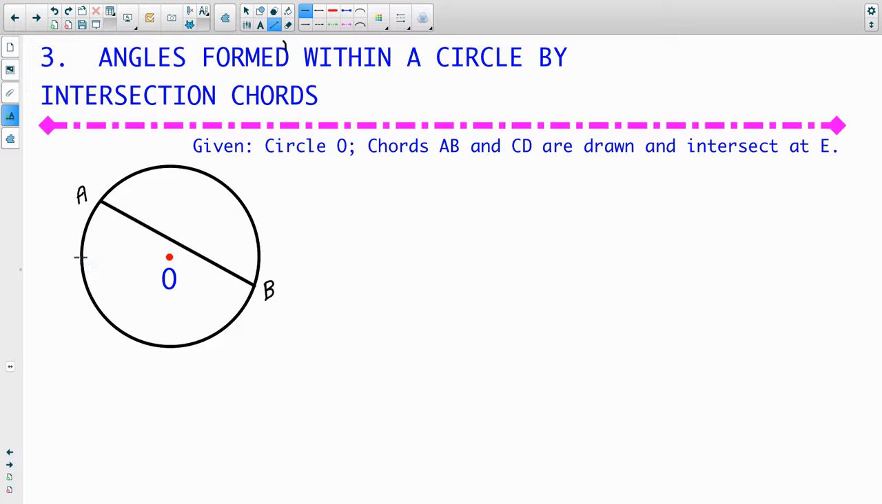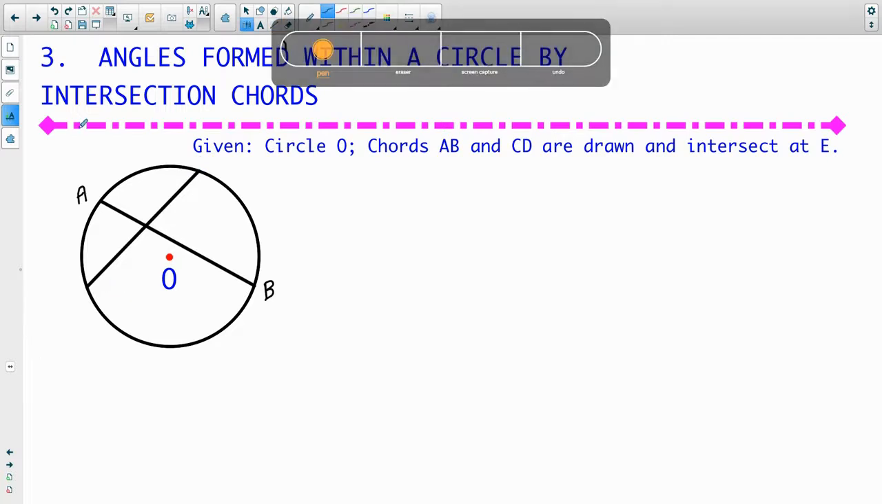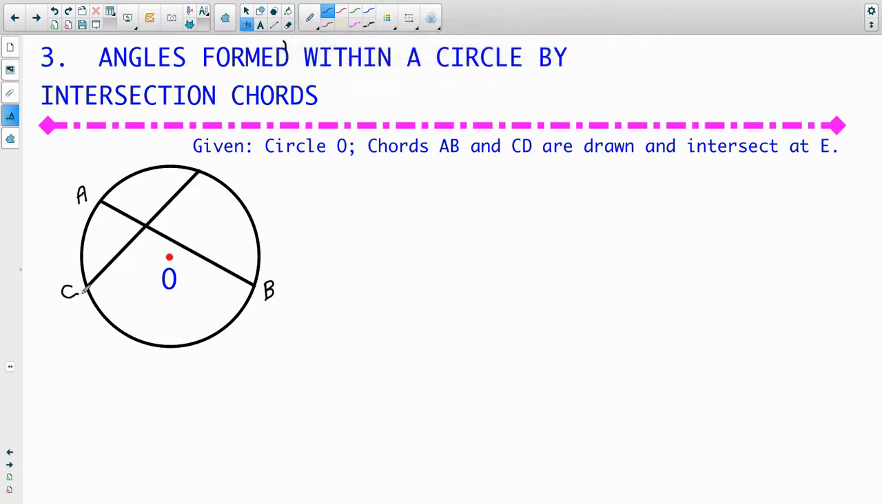And it says that another chord will intersect that. So let's just draw a random chord. The name of this chord is CD. And it says that it intersects at point E. So let's put a little point E in there, like so.